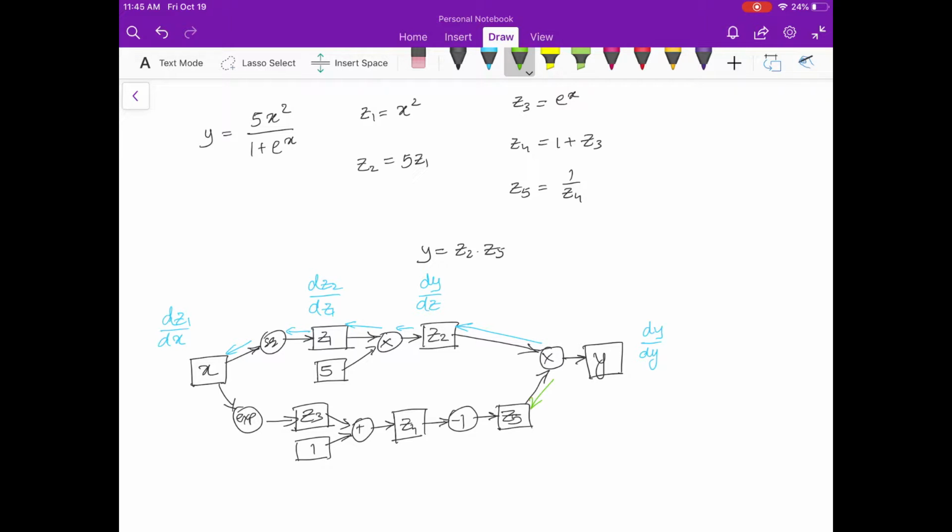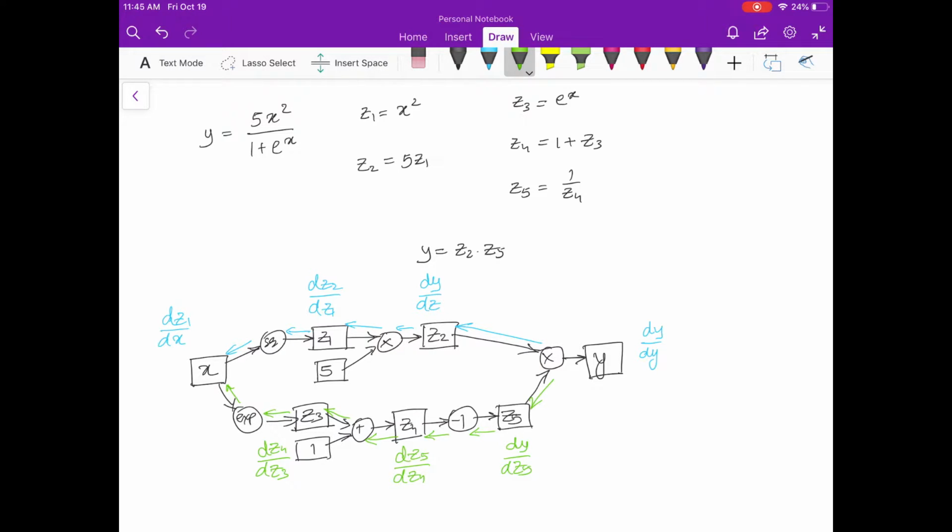and replace z5 with the gradient of z5, which is dy dz5. Replace z4 with the gradient of z4, which is dz5 dz4. Replace z3 with the gradient of z3, which is dz4 dz3.